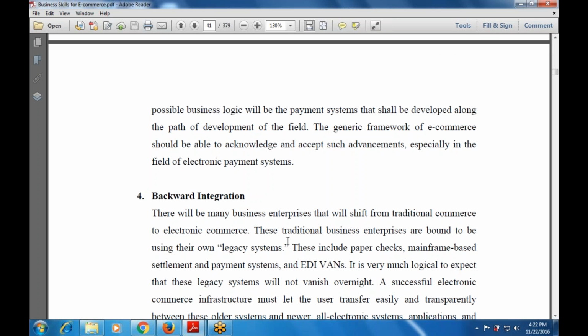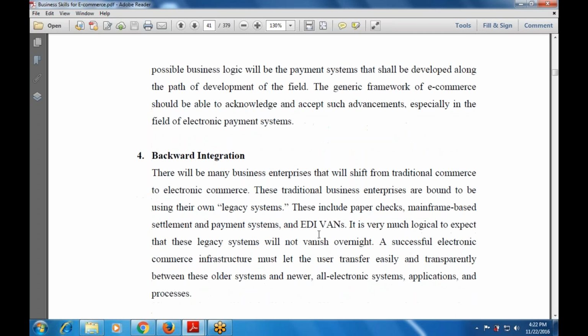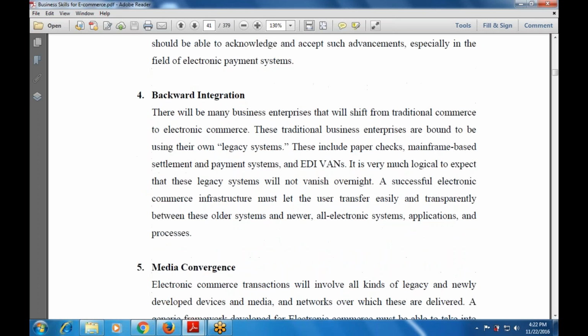Then backward integration. Backward integration means what are the various business enterprises that will shift from traditional commerce to e-commerce. We can say how it is used with EDI and WAN. And it is also logical to expect that these legacy systems will not vanish overnight, because these are integrated. These are used with EDI and the WAN.